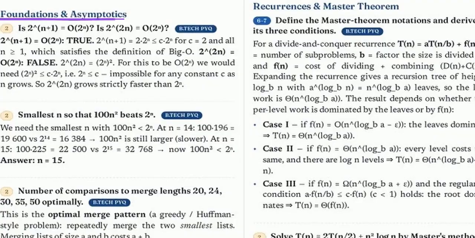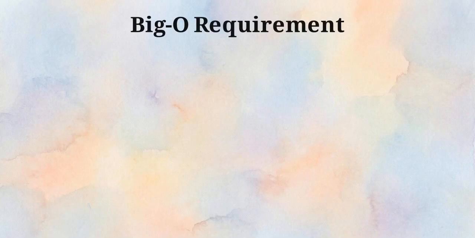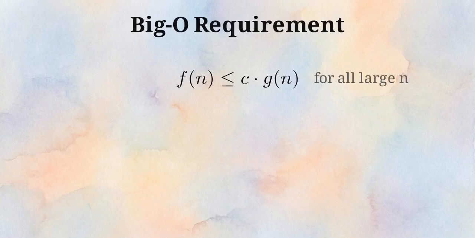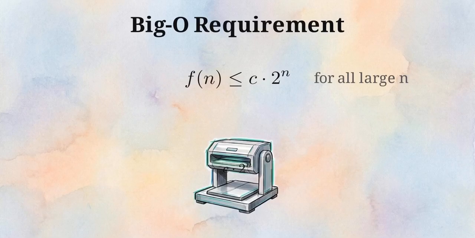Here is a common trap directly from the foundations section of the exam paper. Do both 2 to the power of n plus 1 and 2 to the power of 2n belong to the exact same O of 2 to the power of n complexity class? To find the answer, we apply the strict mathematical requirement for big O. A function f of n is big O of g of n only if it is less than or equal to a constant c multiplied by g of n for all large values of n.